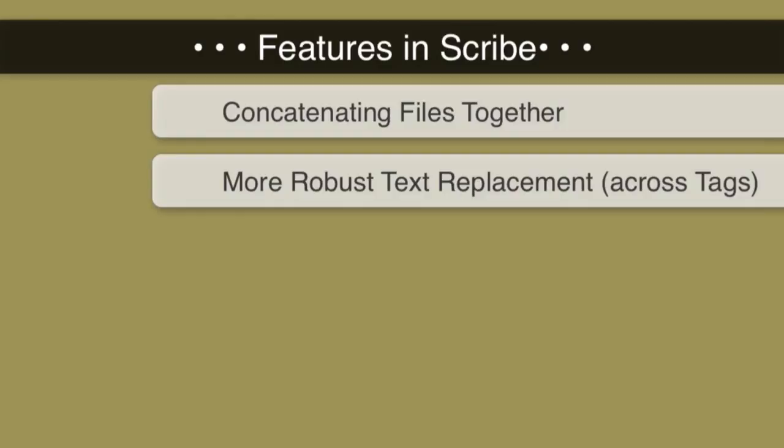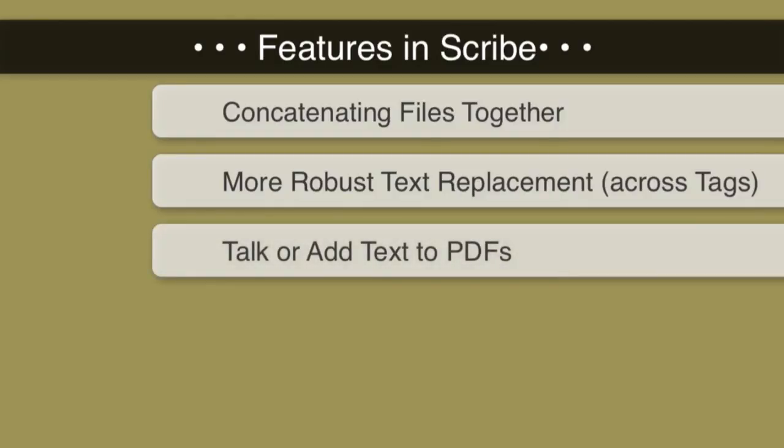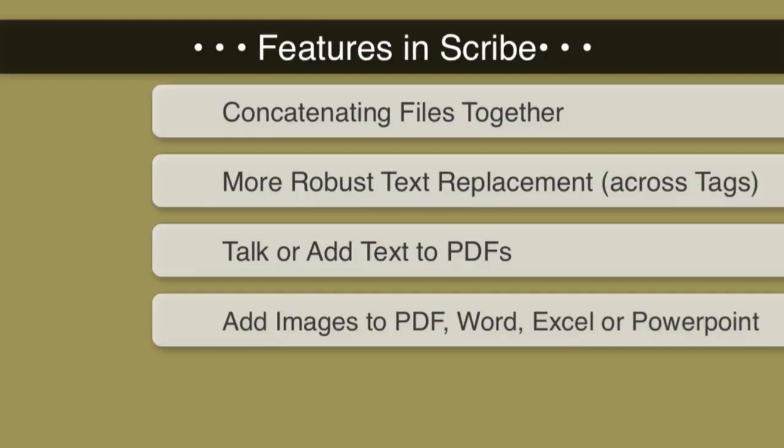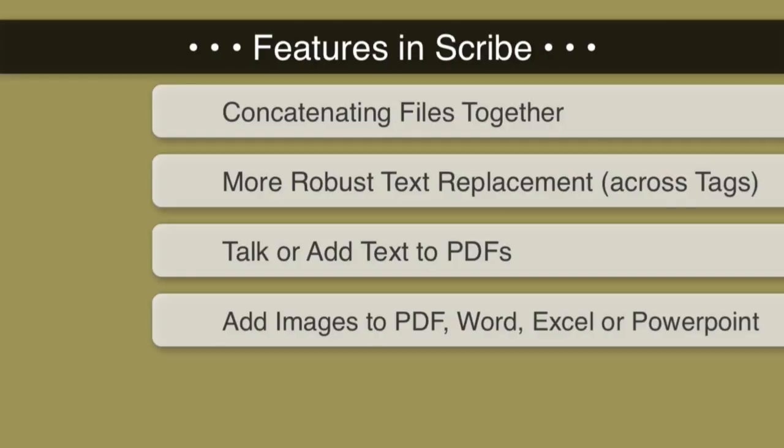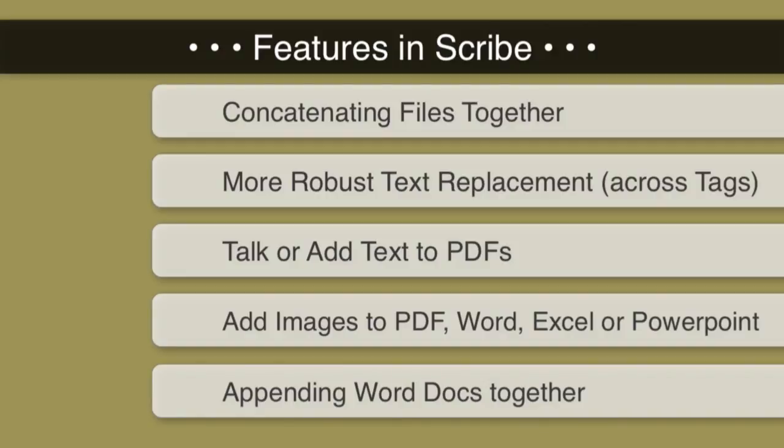You also can talk to PDFs now, is that correct? We can talk to PDFs. You can add images to PDFs or Word files or Excel files or PowerPoint. You can do things like add text to a PDF file. And appending Word documents together. Wow. And some additional Excel features. Well, they kind of do that in FileMaker. You can create a PDF in FileMaker natively and then append the PDFs together. So you're talking about a similar sort of functionality.